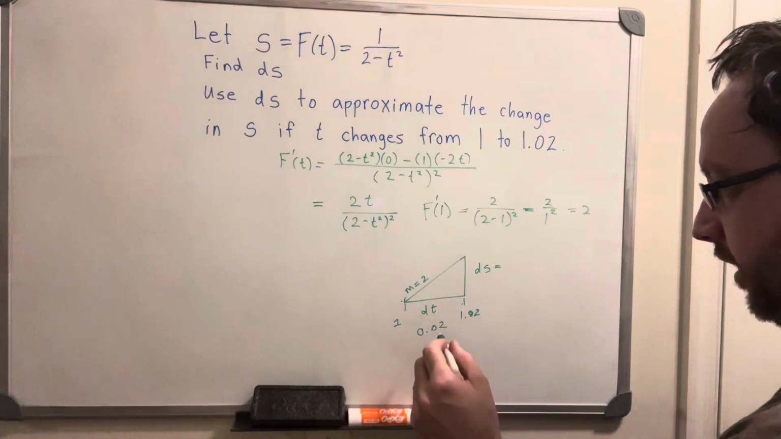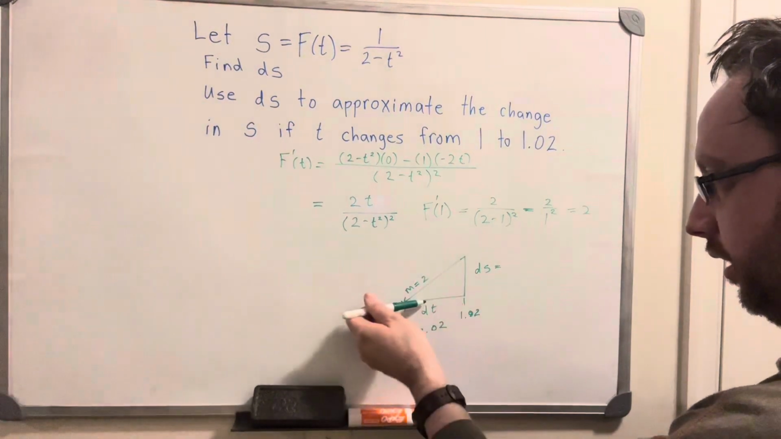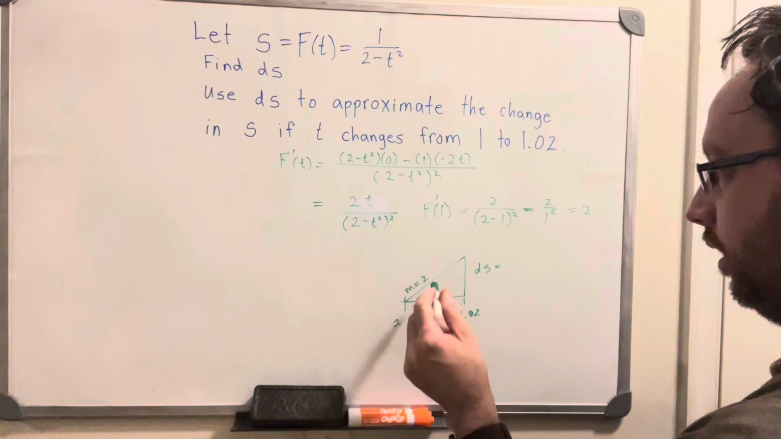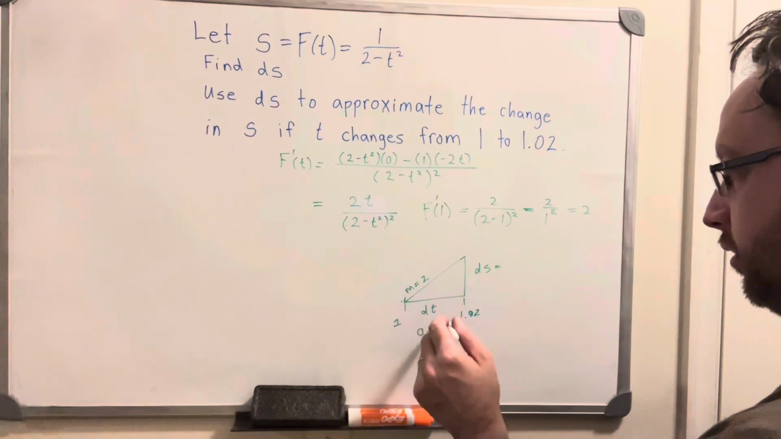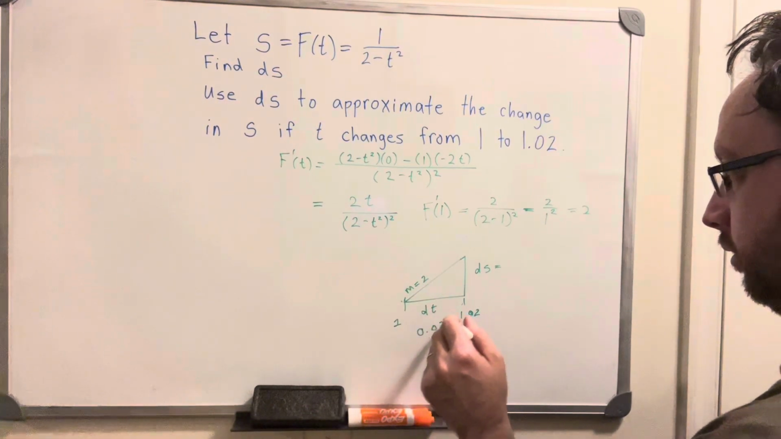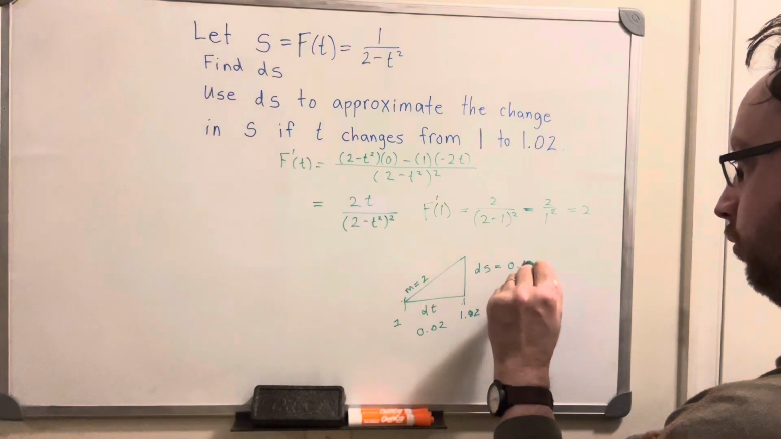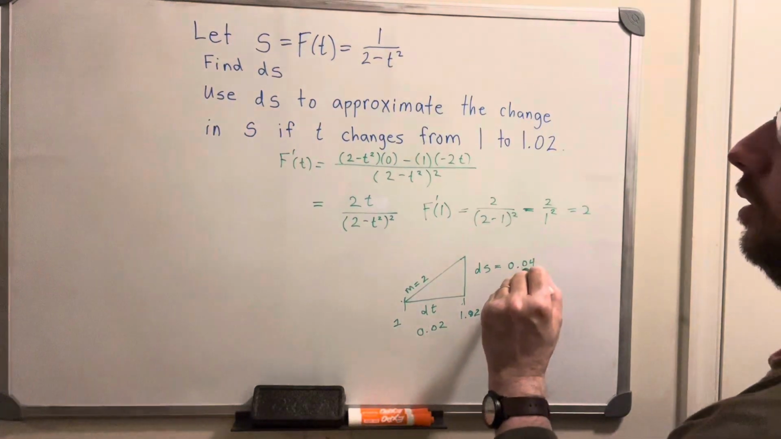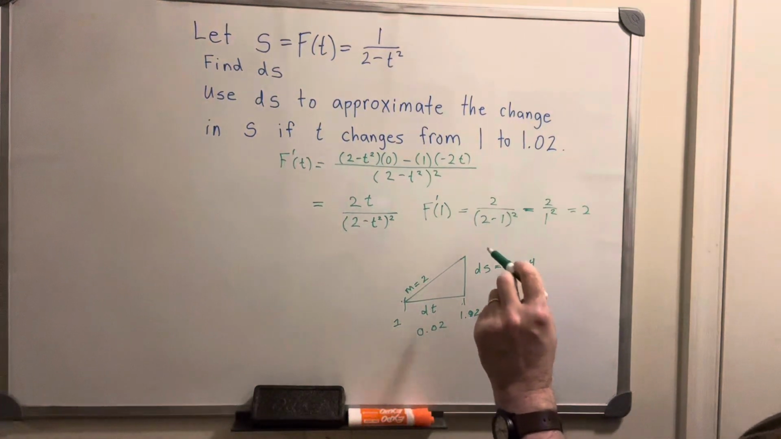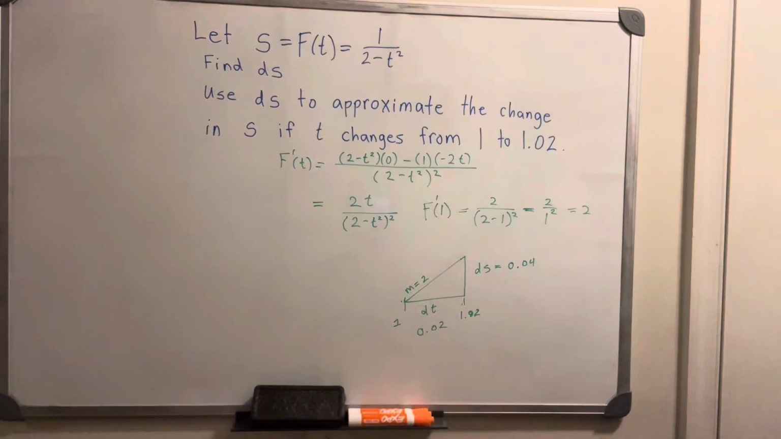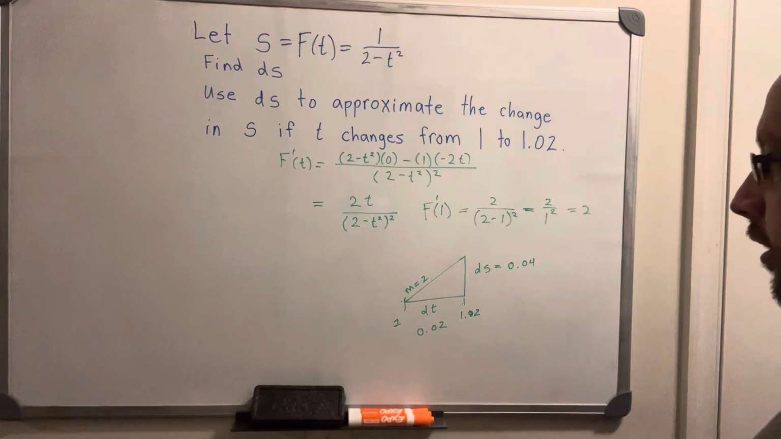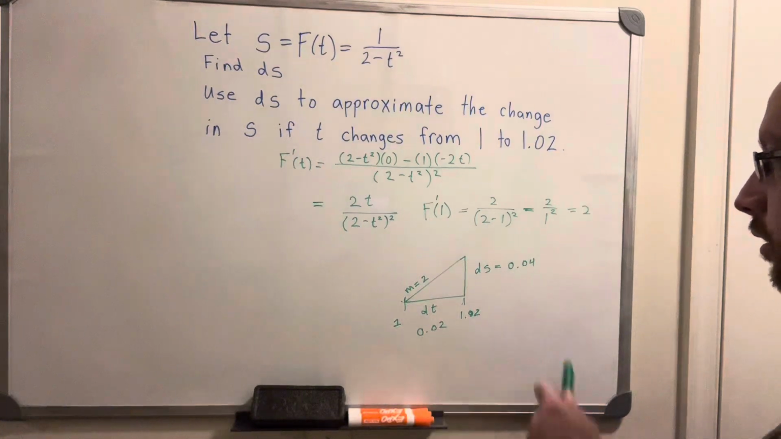This is very easy because now we know the slope and we know the run. So we know 2 times 0.02, 0.04. That's the change in s if t changes from 1 to 1.02 using the differential approximation, 0.04.